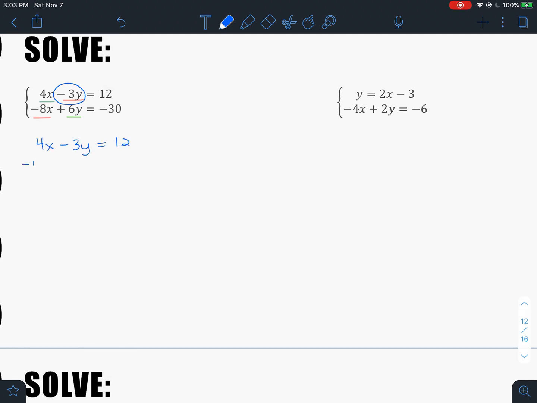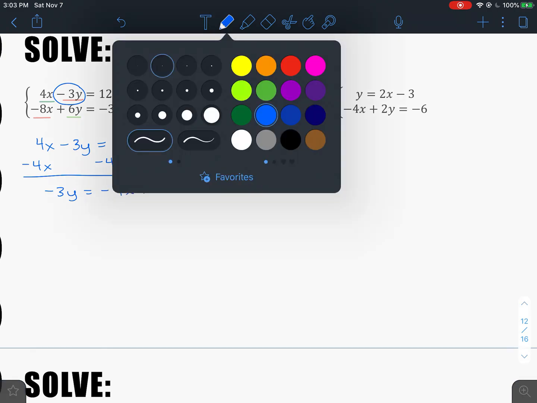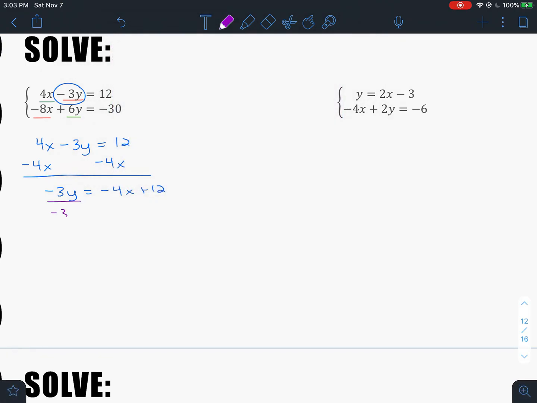I'm going to solve for the y in the first equation. So 4x minus 3y equals 12. To solve for y, I'm going to subtract 4x from both sides. And I get negative 3y equals negative 4x plus 12. And then I'm going to divide everybody by negative 3. And so I get y equals 4/3 x minus 4. So now that the y is by itself, I can take that y and substitute it in for the y in the second equation.